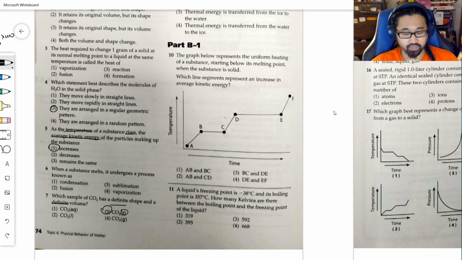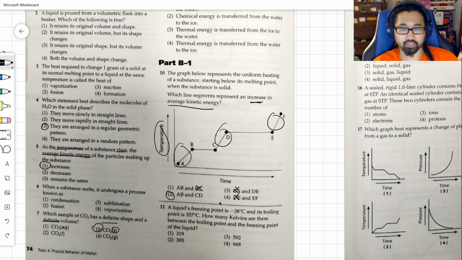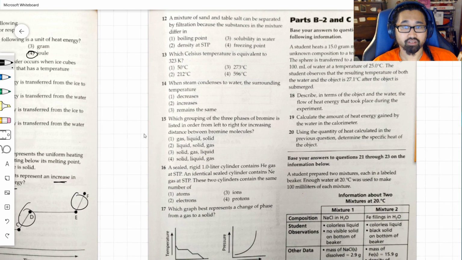All right. What represents an increase in average kinetic energy? Well, that means that temperature has to be increasing. So temperature has to be going up. So this section and this section show increases in average kinetic energy. So not that one, not that one, and not that one. It's got to be choice 2. Just reading, right? Can you recognize where the average kinetic energy, the temperature, is going up? And just a handful more questions.